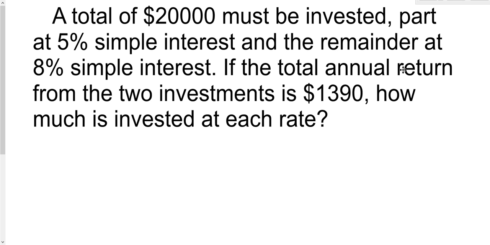So now we'll look at another kind of simple interest problem involving simple interest investment accounts. All right. So a total of $20,000 must be invested. Part of it will be invested at 5% simple interest, and the remainder, the rest of it, at 8% simple interest. If the total annual return for the two investments is $1,390. How much must be invested at each rate?